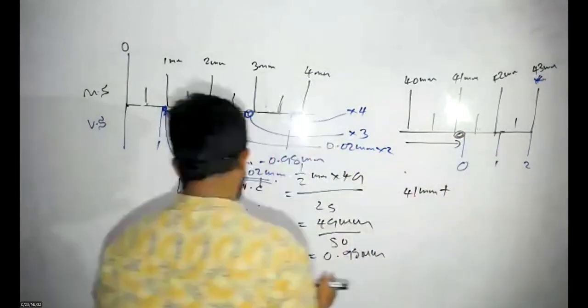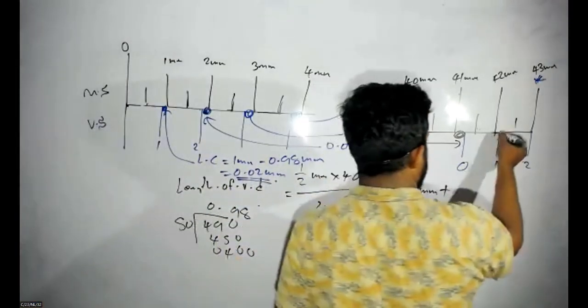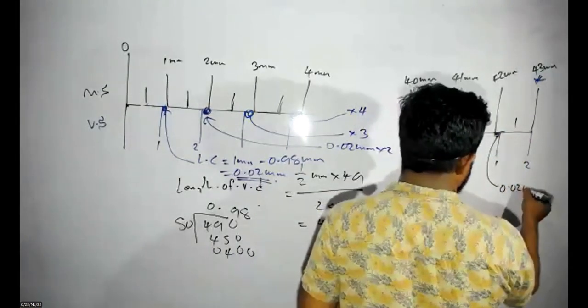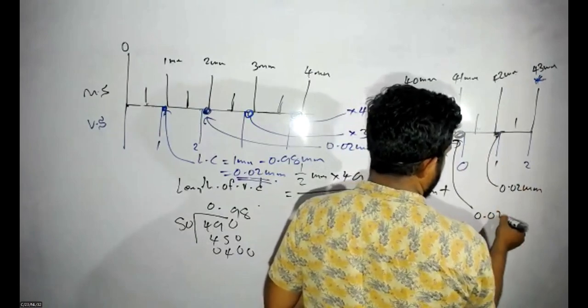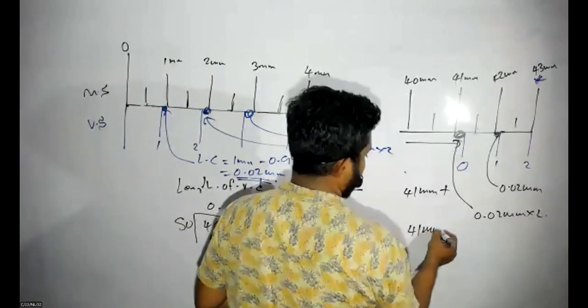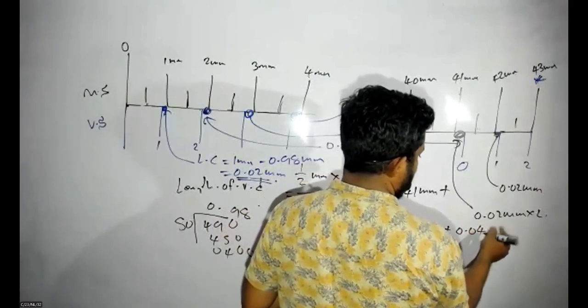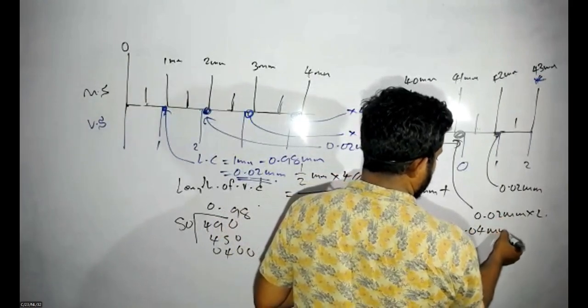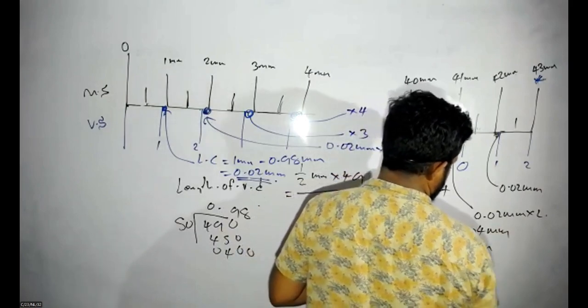Now you know the first gap is 0.02 millimeter. This one is 0.02 millimeter. This one is 0.02 millimeter into 2. That is, the answer is 41 millimeter main scale reading plus this unknown length, 0.04 millimeter. 41.04 millimeter is the answer.